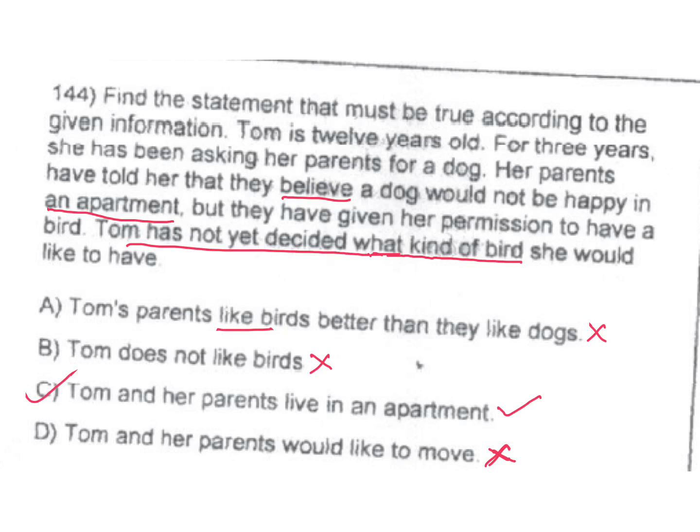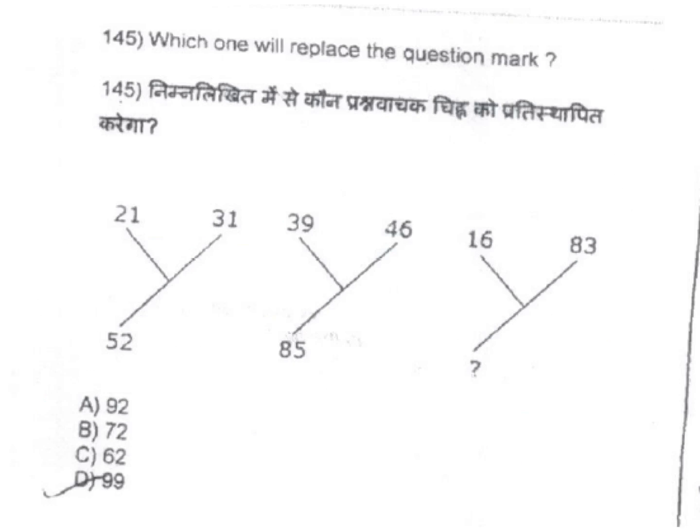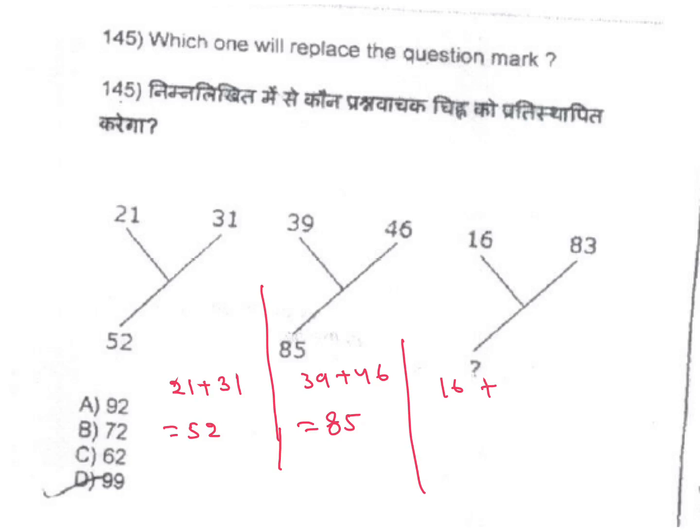Question is, which one will replace the question mark? Here, 21 plus 31, 52. Second figure, 39 plus 46, 85. 16 plus 83, 99. So option D is the answer.